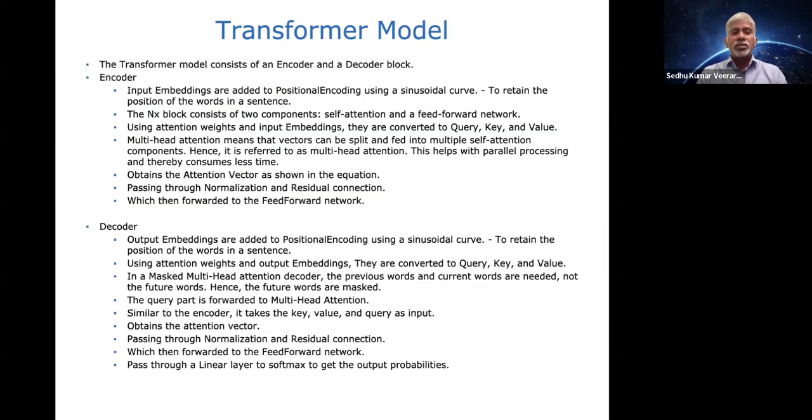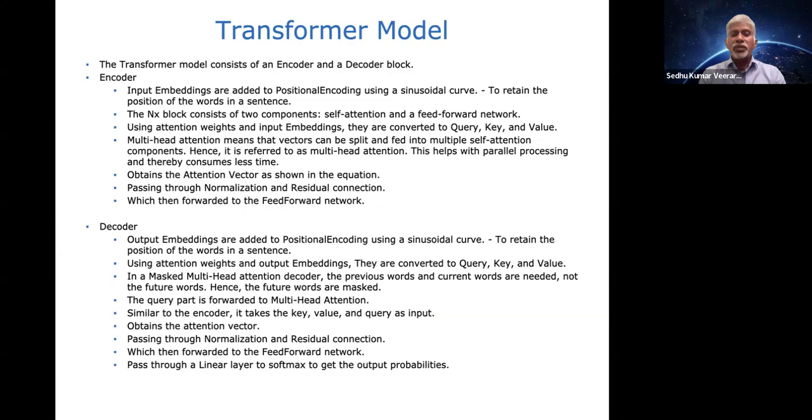The transformer model consists of an encoder and a decoder block. In the encoder, input embeddings are added to positional encoding using a sinusoidal curve to retain the position of the words in a sentence. The N-x block consists of two components, the self-attention and a feed-forward network. Using attention weights and input embeddings, they are converted to query, key and value. The multi-head attention means that the vectors can be split and fed into multiple self-attention components. Hence, it is referred to as multi-head attention. This helps with parallel processing and thereby consumes less time.